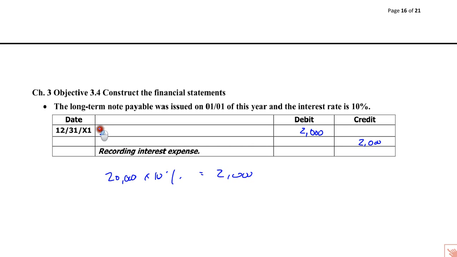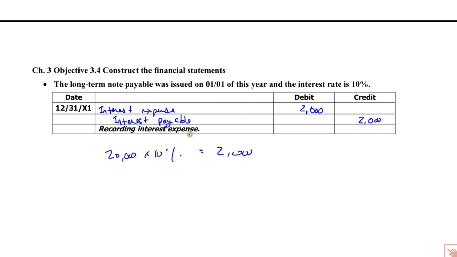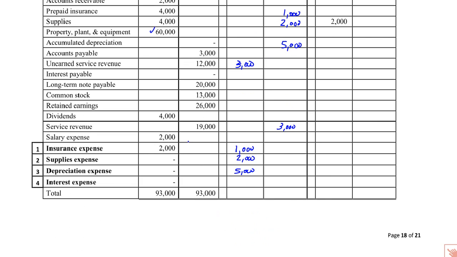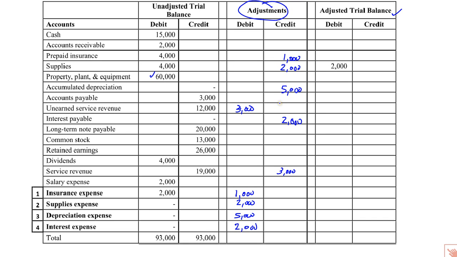We're recording interest expense. Interest expense, we owe it but haven't paid it. So it will be interest payable. And we go to interest expense. And then we go up to interest payable, and always try to do these in pairs. The most frequent error is you do one side of it, but not the other.